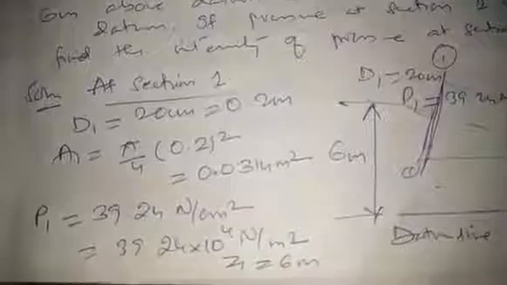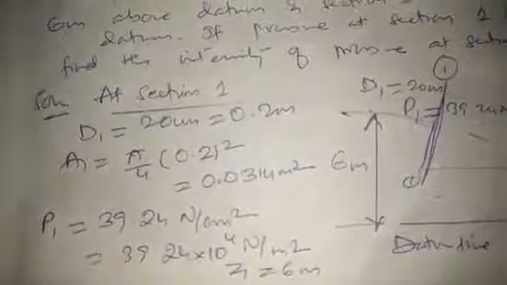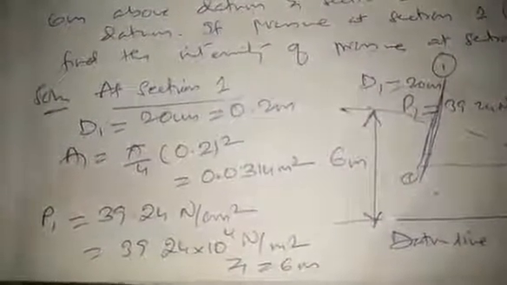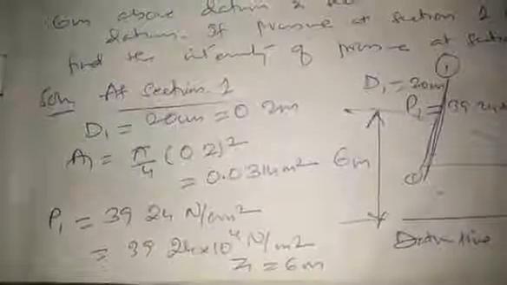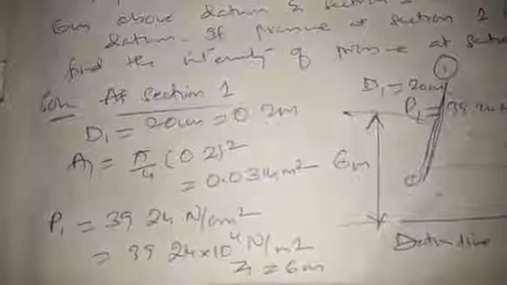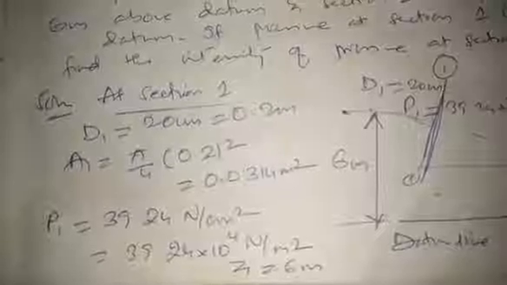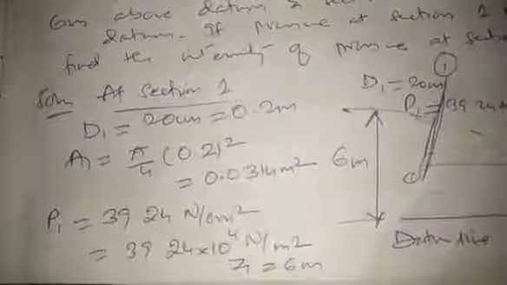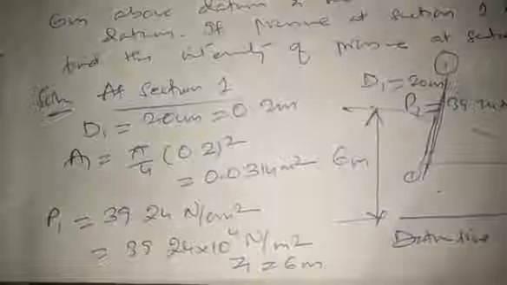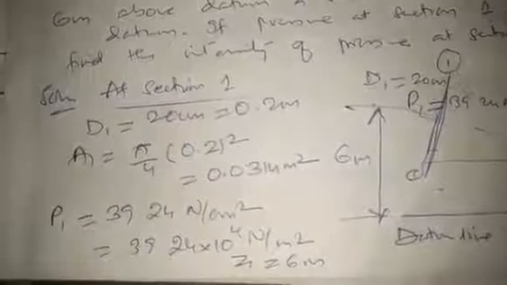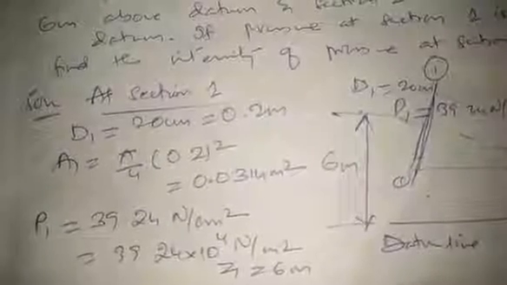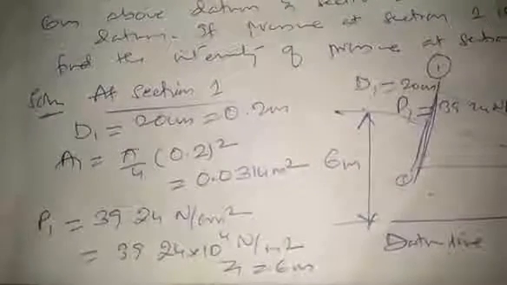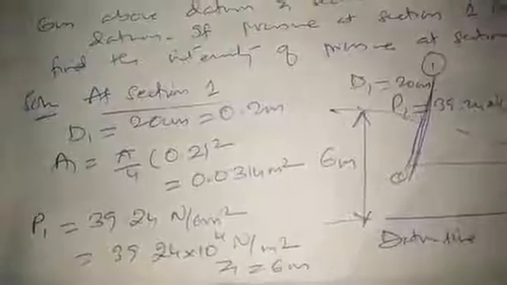At section 1, diameter is equal to 20 centimeter. Convert that into meter, we'll get 0.2 meter. Find out area, pi over 4 of d square, we'll get area, that is 0.0314 meter square. So pressure at section 1 is given, 39.24 Newton per centimeter square. So convert that into Newton per meter square. So you'll get 39.24 into 10 raised to 4 Newton per meter square. Z1 is the distance from the datum at section 1. So it is 6 meter as given in the problem.